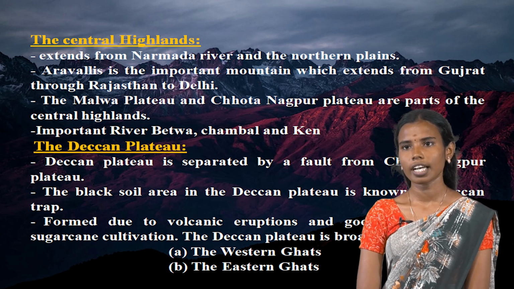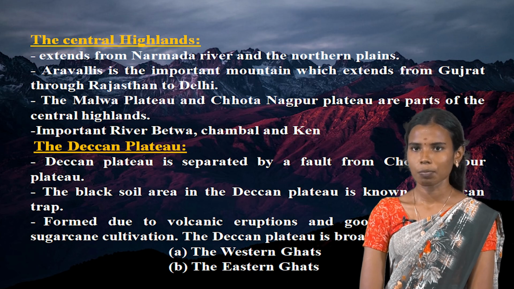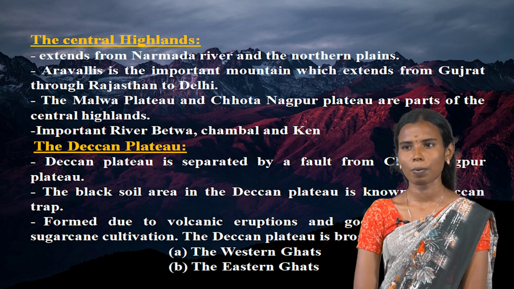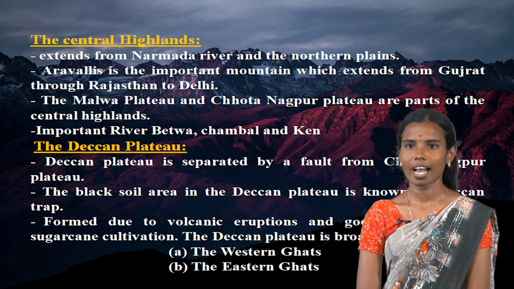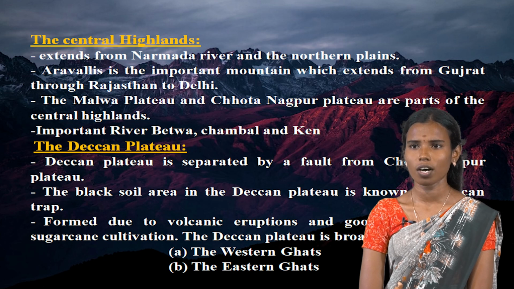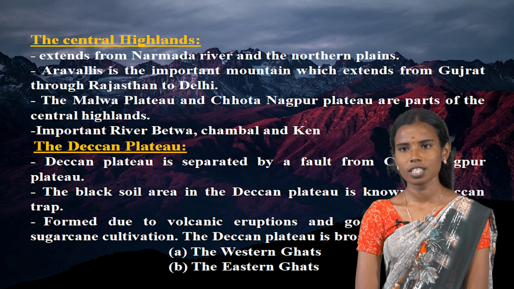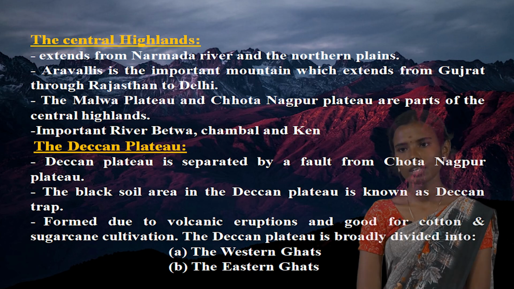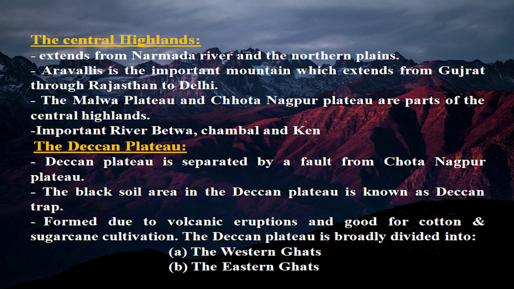Aravalli is the important mountain range which extends from Gujarat through Rajasthan to Delhi. The Malwa Plateau and the Chota Nagpur Plateau are part of the central highlands. The important rivers that drain over the central highlands are Betwa, Chambal and Ken. Next one is the Deccan Plateau. The Deccan Plateau is separated by a fault from the Chota Nagpur Plateau. The black soil area in the Deccan Plateau is known as the Deccan Trap, which is a fissure trap formed due to volcanic eruption, and it is good for cotton and sugarcane cultivation.